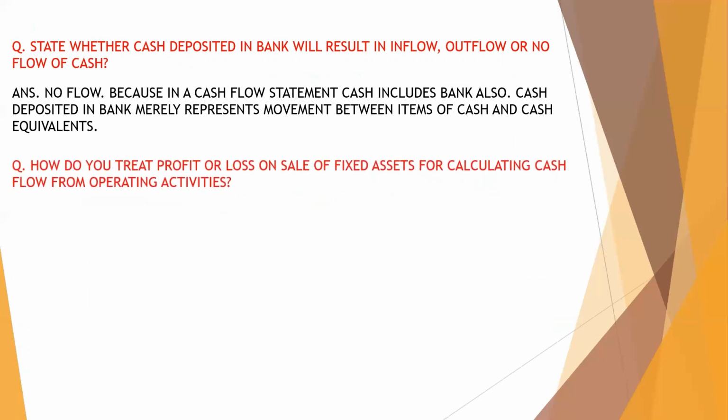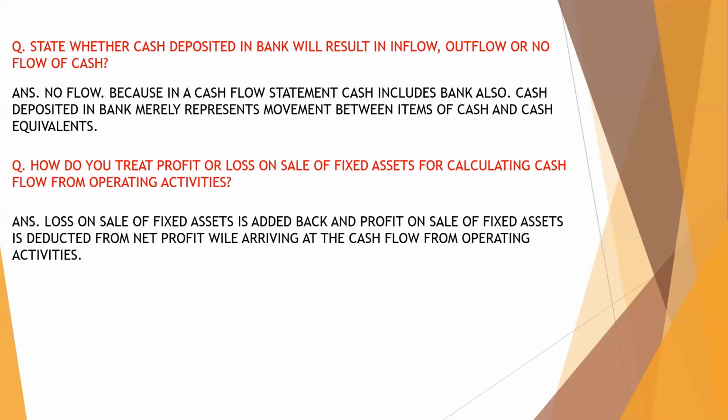How do you treat profit or loss on sale of fixed asset for calculating cash flow from operating activities? See, loss on sale of fixed asset will be added back because we want to calculate our cash operating profit, whereas the gain on sale of fixed asset is being subtracted.